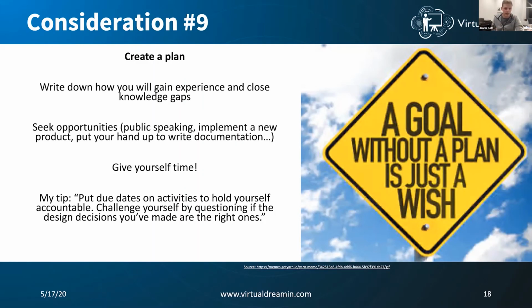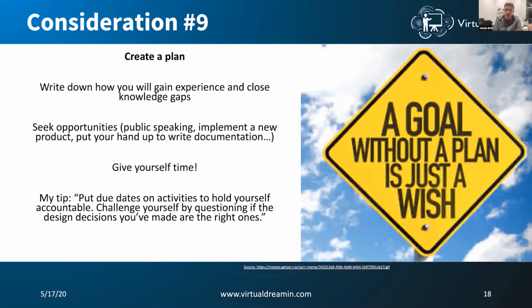Again, from my side, in terms of tips, I would suggest put dates on activities to hold yourself accountable, right? If you just set a goal and you create a study plan, but then you don't follow up with it, that's going to be really challenging to achieve, right? So if you set some dates, that certainly helps to make sure that you work towards something.